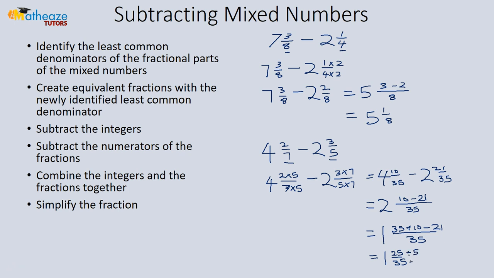So the next thing we're going to do is try to simplify 25 over 35. They have a common factor of 5. So this is going to give us 5 over 7.